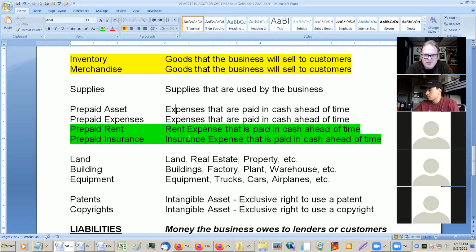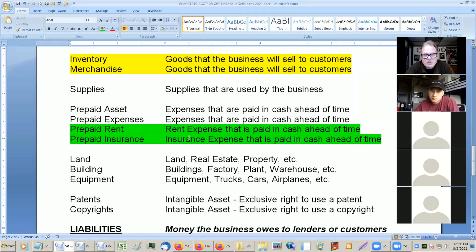And same thing with insurance. Usually you pay insurance ahead of time. So rent and insurance are probably the two most common ones. There could be other things too, though. Subscriptions and things like that you pay ahead of time. Those are all considered prepaid. If you pay for something annually, like if I like to pay my whatever bill annually, that's considered a prepaid, and it's an asset.